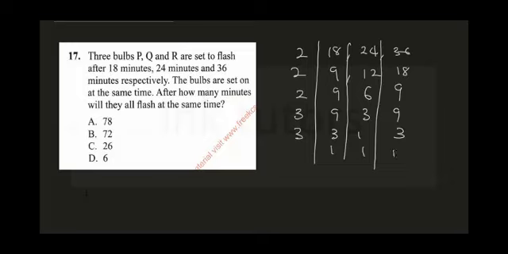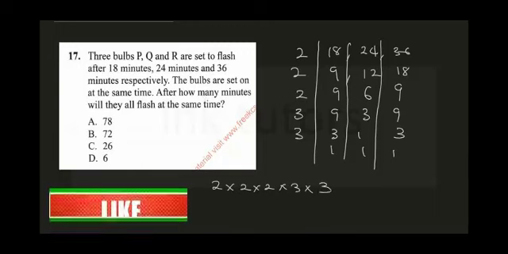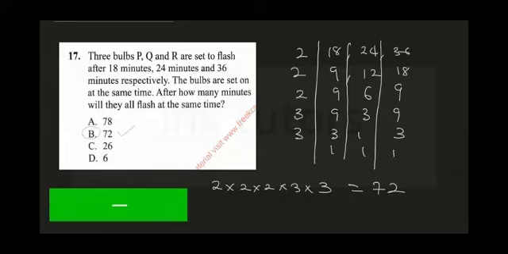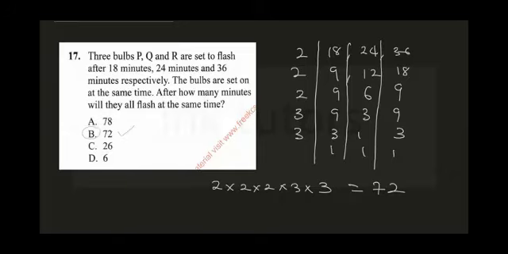So when we multiply 2 times 2 times 2 times 3 times 3, we're going to get 2 times 2, it's 4, 4 times 2, 8, 8 times 3, 24, 24 times 3 is going to give us 72. So my final answer here is 72. So the 3 bulbs will flash at the 72 minutes.